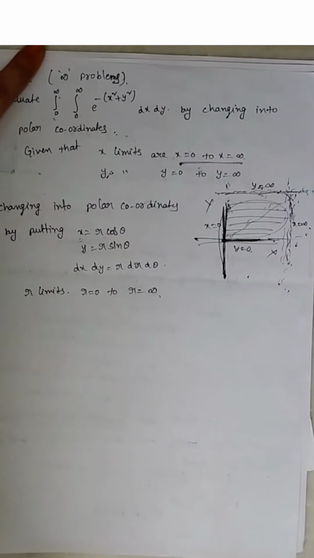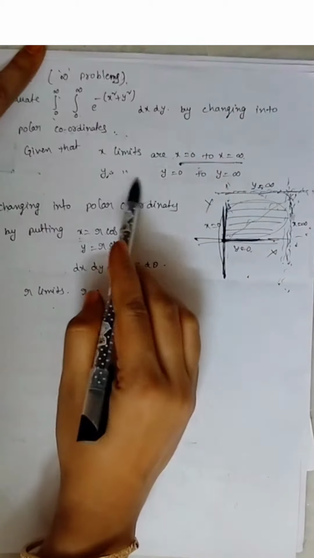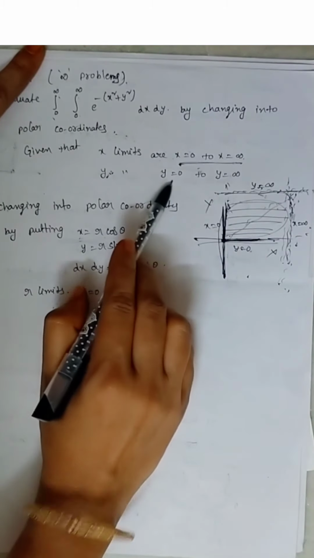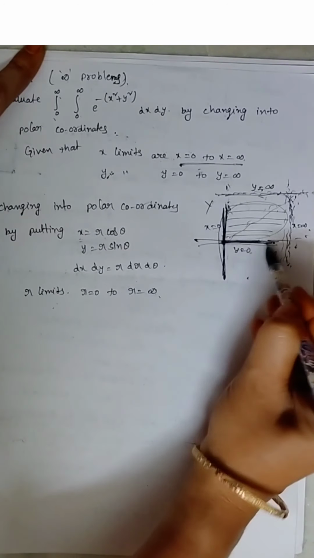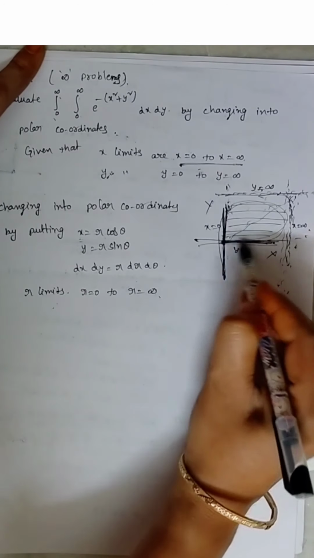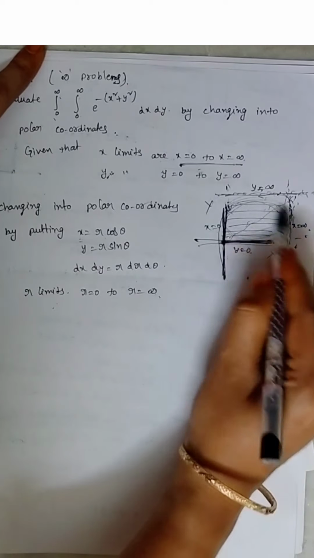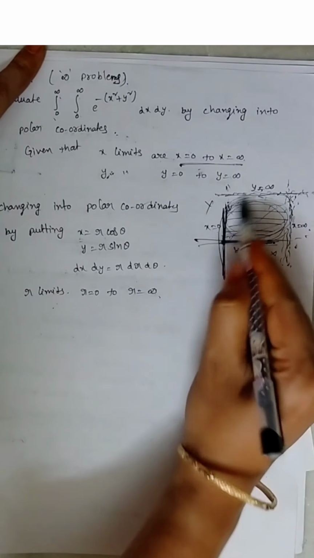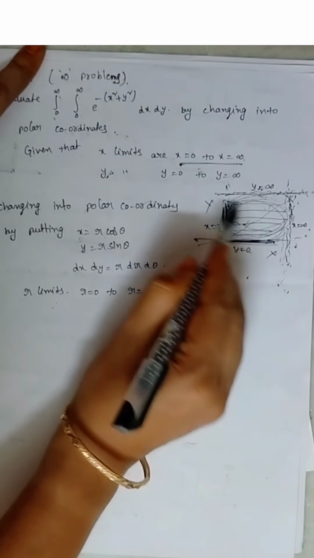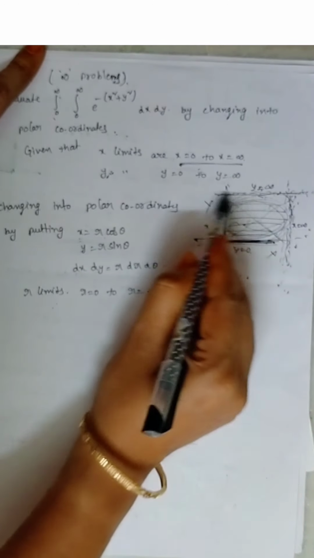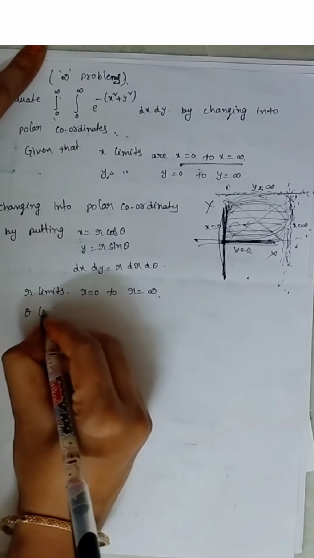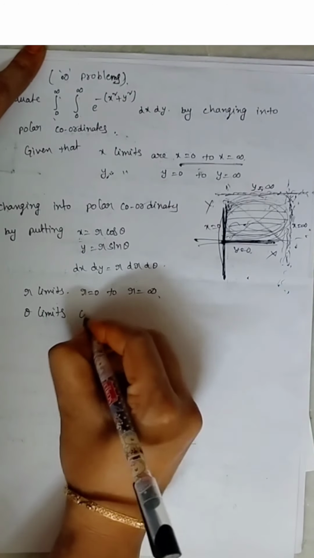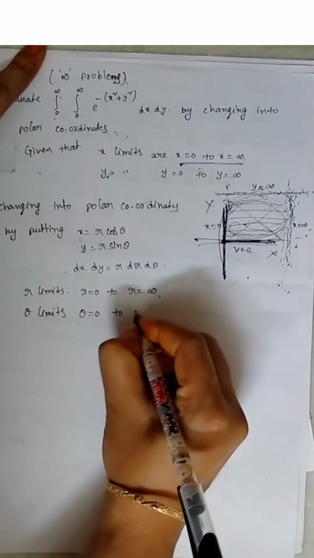Okay, now next theta limits. From the given limits, the region starts at x equals to 0 and y equals to 0. That means the region is in the first quadrant only. So this region is in this angle only. So the angle is theta equals to 0 to pi by 2. I hope everyone understood how to take the theta limits: theta equals to 0 to theta equals to pi by 2.